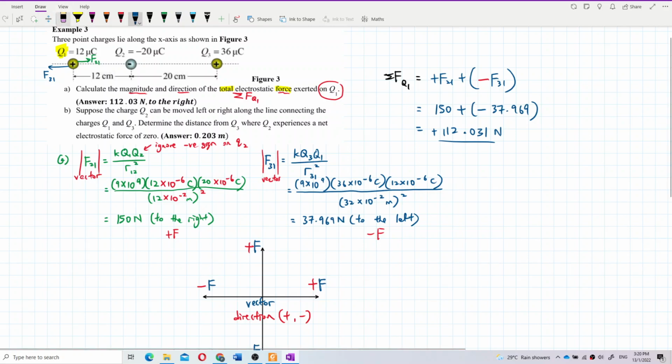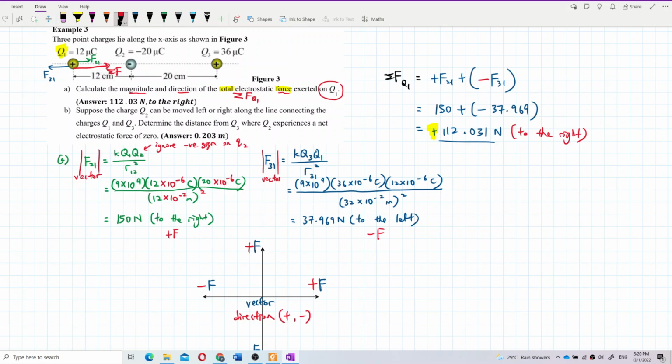Okay, so what does it mean by positive value here? It means the direction. This positive means direction to the right. So the resultant force is to the right. Yeah, positive resultant force means the resultant force is to the right. So we can say the resultant force is to the right. Understand?